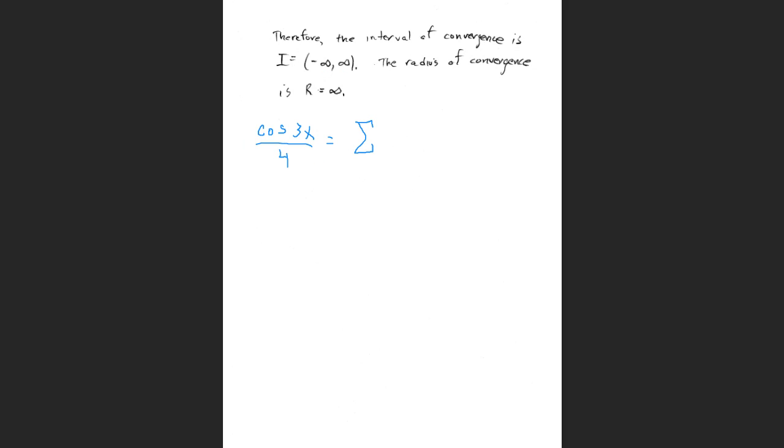It equals its Maclaurin series. And that's true over the interval from negative infinity to infinity. Absolutely beautiful.